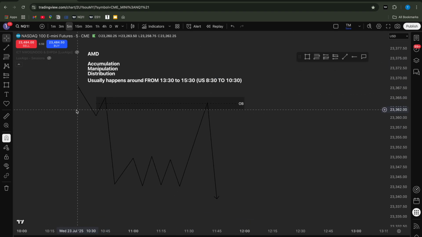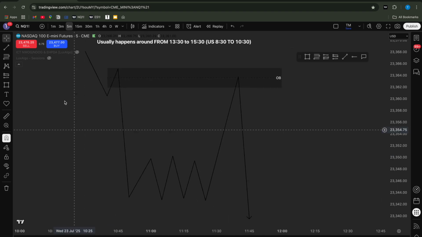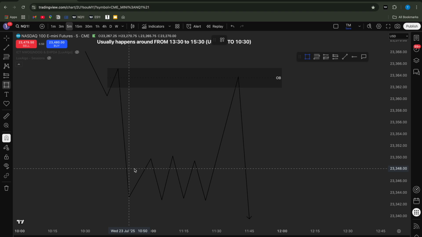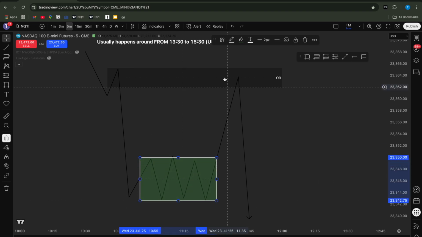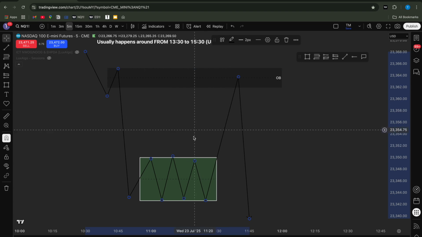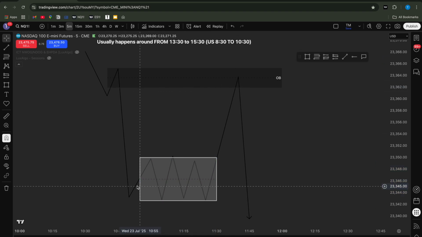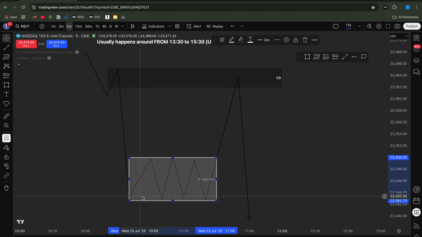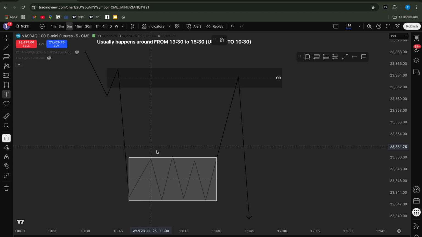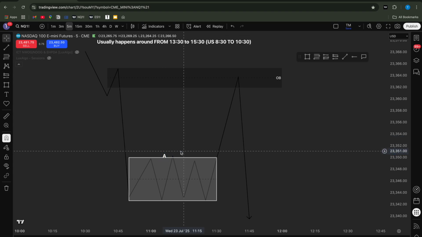Right, anyways, what is AMD? The way you spot it first is you're going to look for the accumulation, the A. All the accumulation is just when price is ranging, so it's going from side to side. It's not really hunting liquidity, it's generating liquidity. Price is just making highs, making lows. It's not really going in a direction, it's just going sideways. That would be your accumulation, A.